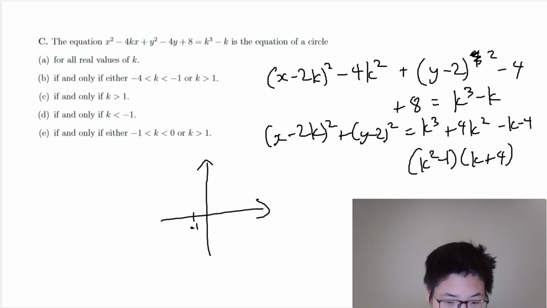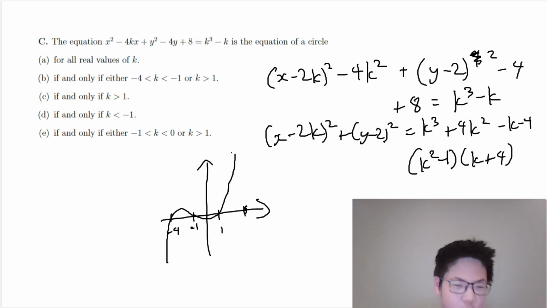So we have roots at negative 1, 1, and negative 4. So if it goes down, it will approach negative infinity. Then negative 1, 1, and then go all the way up to infinity. Since the radius squared cannot be negative, we can conclude that the answer is B, if and only if either negative 4 is less than k is less than negative 1, or k is greater than 1.